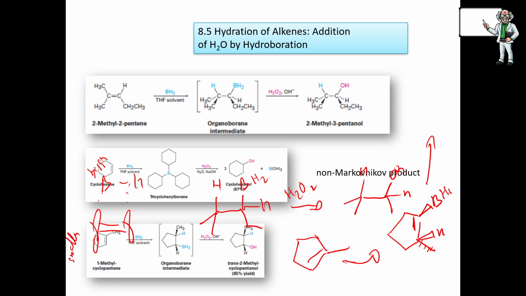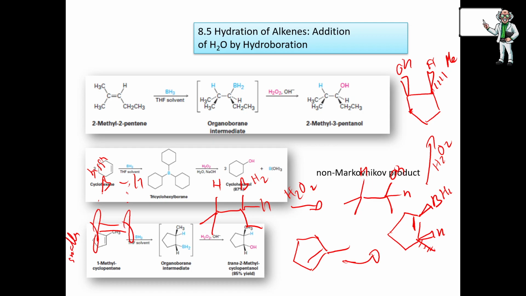And then what is happening is that we transform the boron into a hydroxyl group by adding hydrogen peroxide. That means we draw the same that we had, but instead of the boron, we put OH, and we keep the same hydrogen and the methyl.